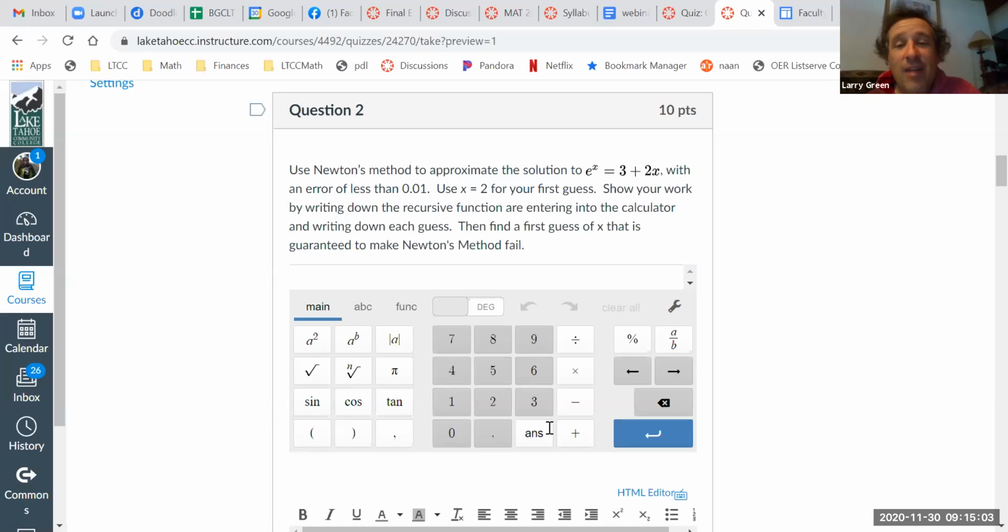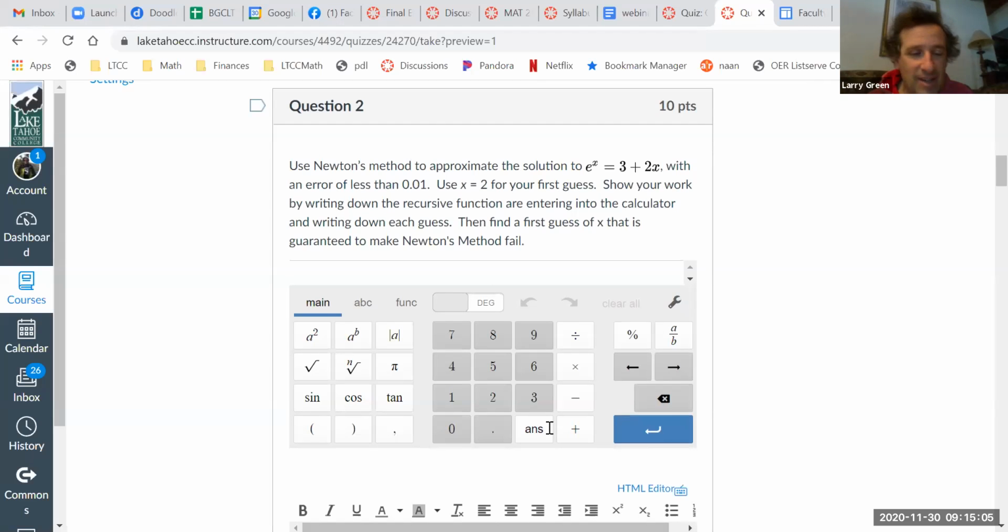All right, on the other hand, question 2 was not one to be thrown out. So that's Newton's method. We want to use Newton's method to approximate the solution to e to the x equals 3 plus 2x. We want an error of less than 0.01, and we want 2 as our first guess. And we have to show our work. Any questions on the question?